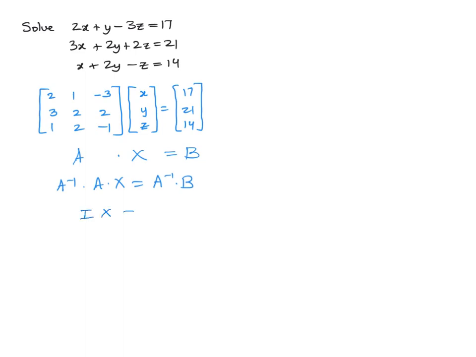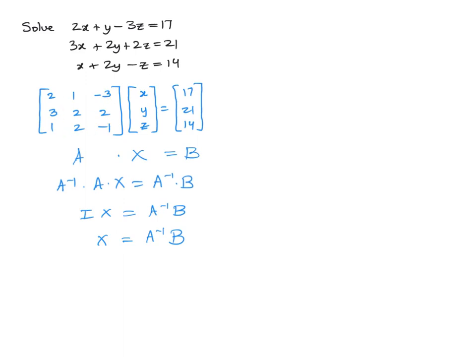So identity times X equals A inverse times B, and therefore X equals A inverse times B. And now I go to my calculator and I type all these matrices in and I do computations. So I start by typing this matrix into matrix A. It's a 3 by 3. I enter all of these values in there.